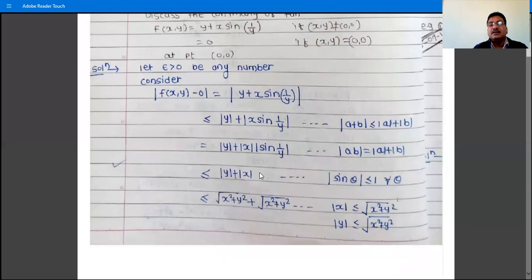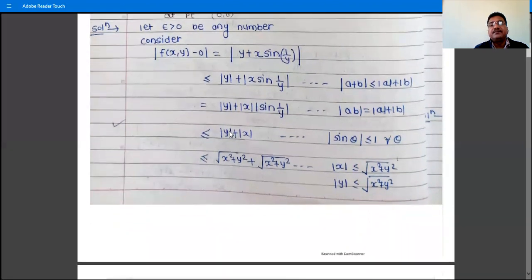Mod sin y, next step is what? Substitute mod sin y as 1, but it is not its actual value, it is its upper limit, and that's why here the sign is less than or equal to. And mod y and mod x both are less than or equal to root x square plus y square.